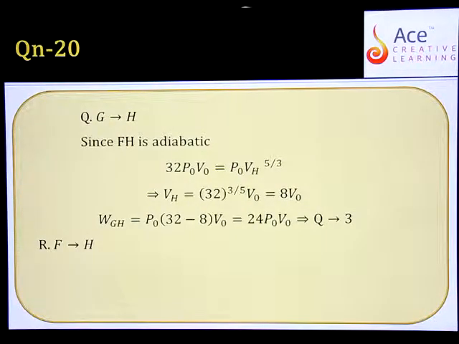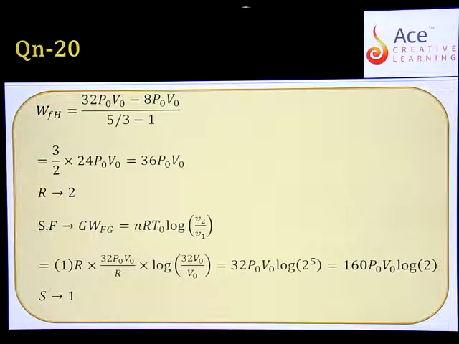Take the corresponding reaction F to H. It is an adiabatic reaction. Work done is (P2V2 minus P1V1) by (gamma minus 1). Substituting the appropriate values, we get the work done to be 36 P naught V naught. And finally, the reaction F to G, which is isothermal, using the corresponding standard value for work done and substituting the corresponding values, we get the work done to be 160 P naught V naught ln of 2. So S corresponds to 1.